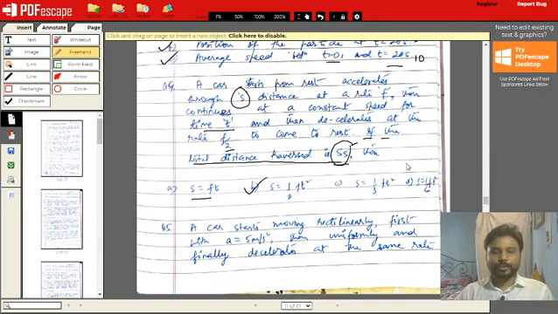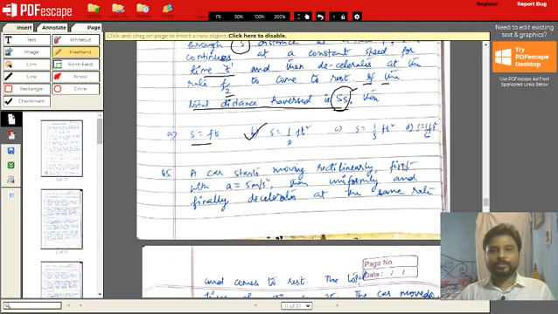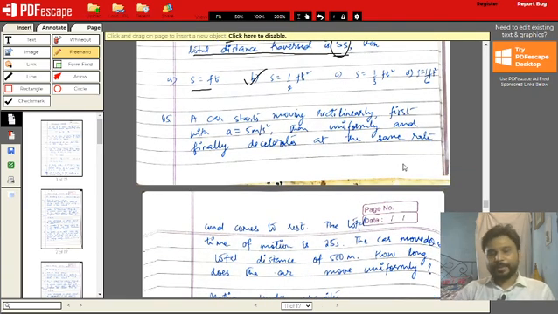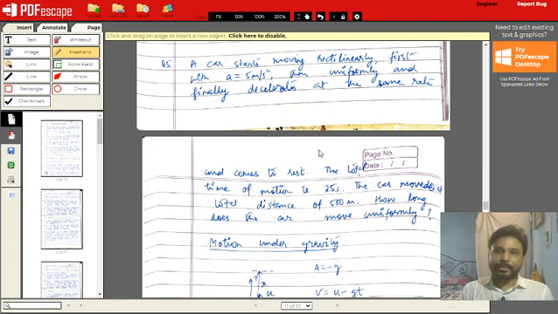Let us do another question. A car starts moving rectilinearly, first with an acceleration of 5 meter per second square, and then uniformly, and finally decelerates at the same rate and comes to rest. The total time of motion is 25 seconds. The car moved a total of 500 meters. How long does the car move uniformly?